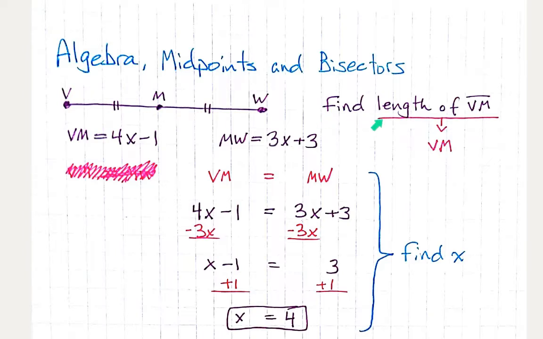We're instructed to find the length of VM. Oh, wait, yeah, that's what we're trying to find here. How long is that? 4x minus 1 is VM. We're supposed to find what VM is. We need to figure out what x is.